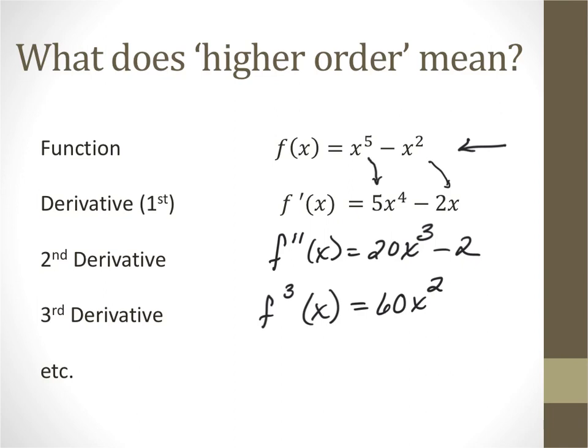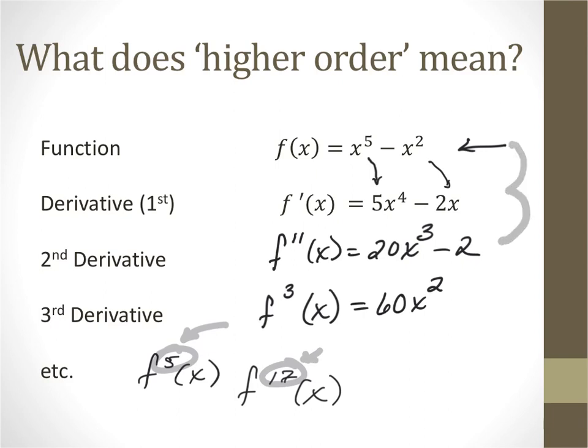Now, we could keep going. We could do the fifth derivative of x. We could do the 17th derivative of f of x, right? So we could just keep going and going, remembering that this, what looks like an exponent but isn't, is a superscript. This superscript tells you how many times to repeatedly take the derivative. Take it once, twice, 3 times.